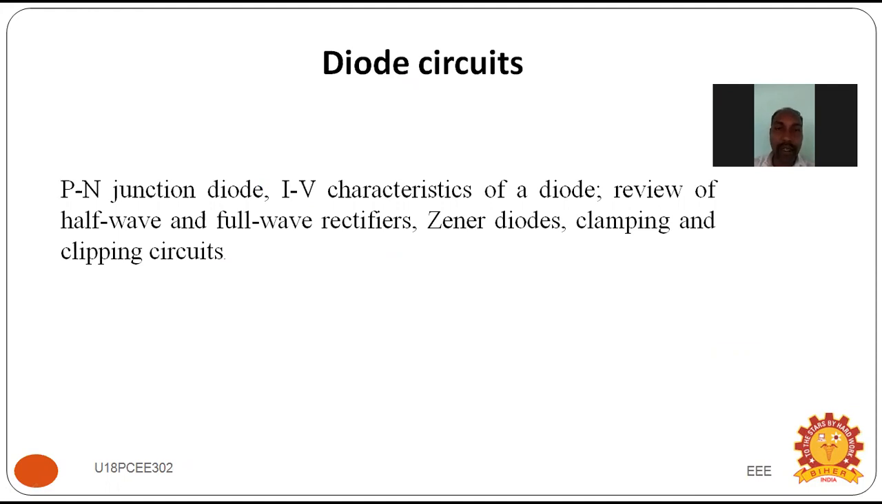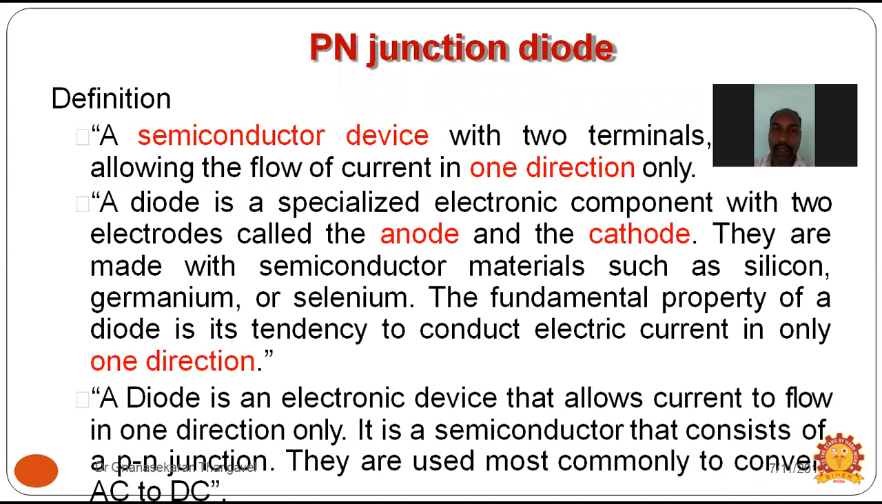Based on that PN junction, what are the characteristics: the IV characteristics of a diode, a review of half wave and full wave rectifiers, the Zener diode, and clamping and clipping circuits. These are the topics we plan to discuss in this section. First, we should know what a PN junction diode is.